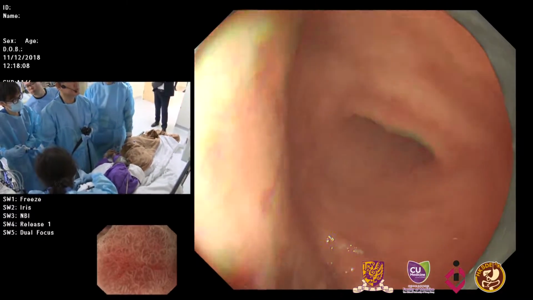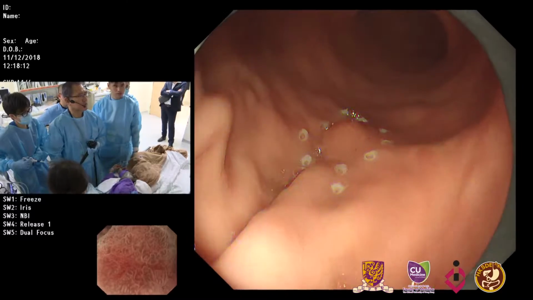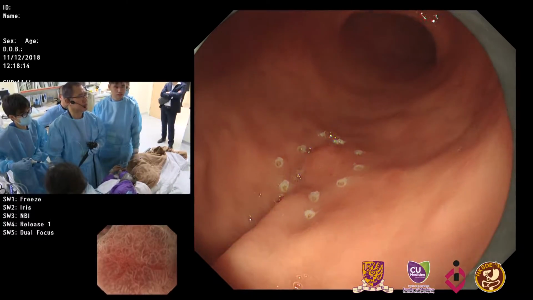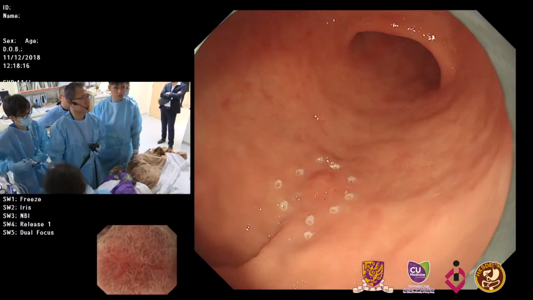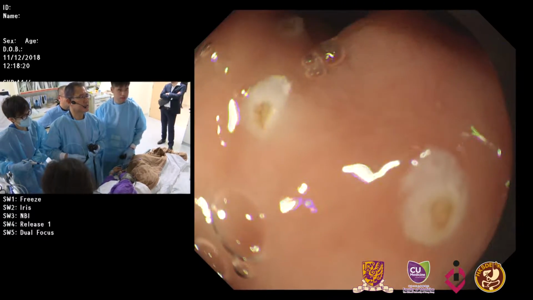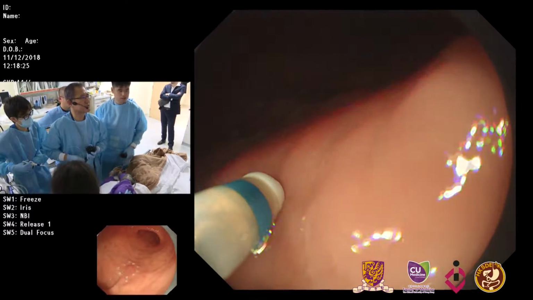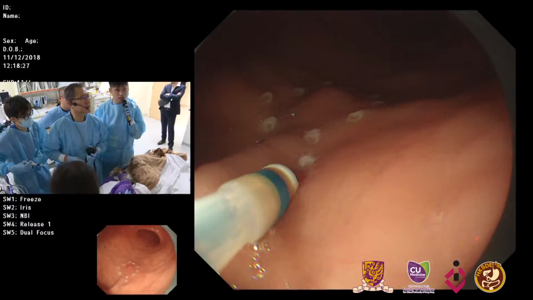So if we resect the lesion, we don't know the orientation. In order to avoid such inconvenience, I always put marking together, very close. So this is the orientation marking, this one. An additional mark is placed on the oral side.